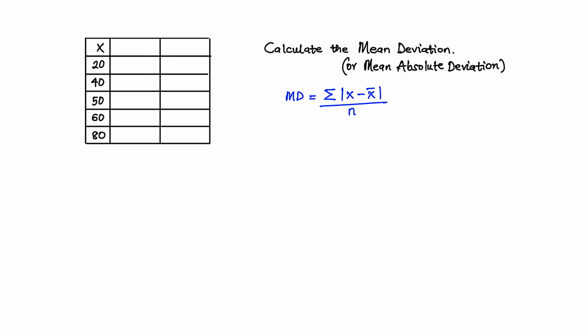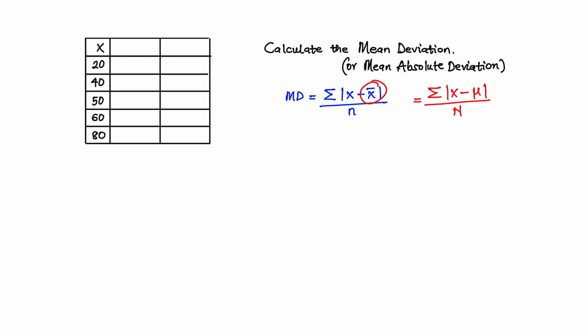However, if the data we are given is population data, the formula still remains the same, just that the notation is different. So the mean deviation will be the summation, sigma, of the absolute value of x minus mu, which is the population mean, divided by the capital letter N. So the only difference occurs with the x bar.